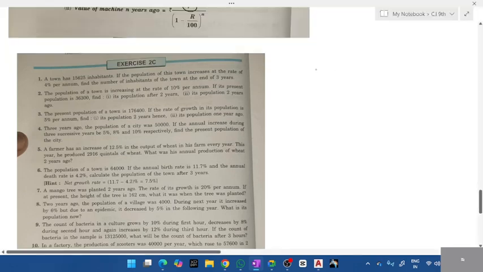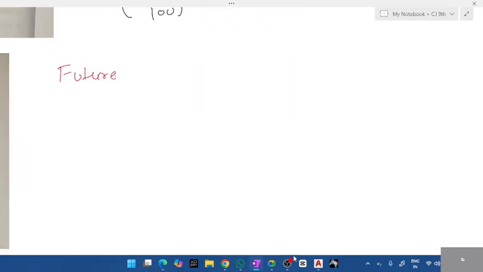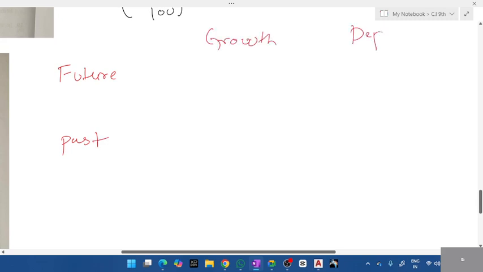See, it is simple, students. If it is a future calculation, I'll ask you all, you all have to answer this. Future, past, growth, depreciation. All of you will write these formulas. What is the formula for growth and future? Do you multiply or divide for future? For growth, is it 1 minus or 1 plus? That's it. 1 plus r by 100 to the power of n. Same for future.